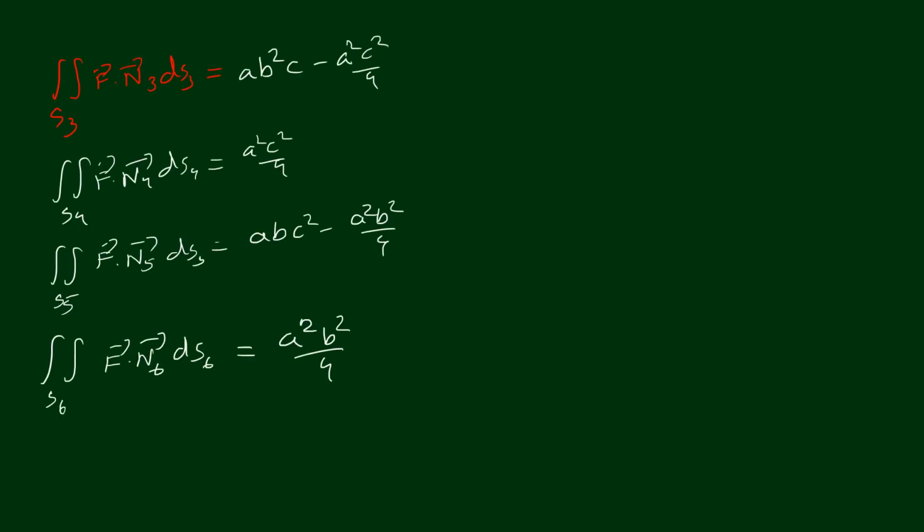So that will be the double integral over S3 of f dot n3 dS3. You will get it like this: the double integral over S3 of f dot n3 dS3 is ab square c minus a square c square by 4, the double integral over S4 is a square c square by 4, the double integral over S5 is abc square minus a square b square by 4, and the double integral over S6 is a square b square by 4. Like this, you will get the answer. You can just check. The process is the same, therefore I am not doing it again and again, but you have to do it.